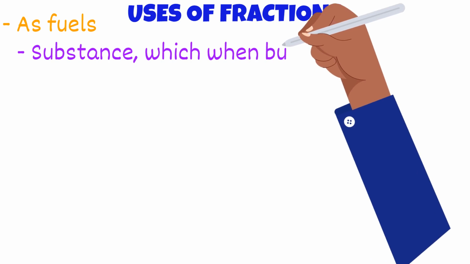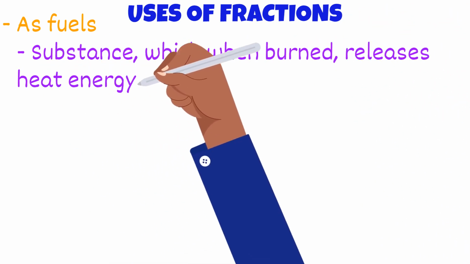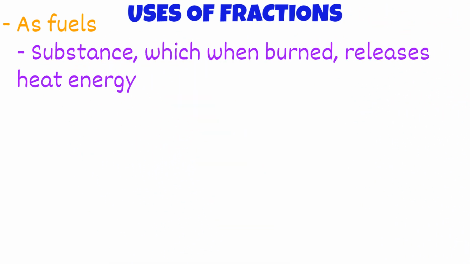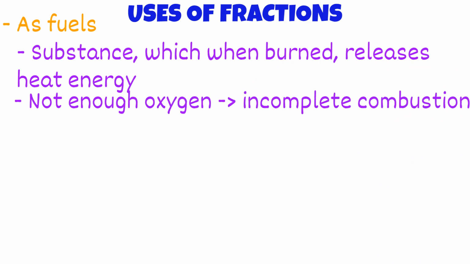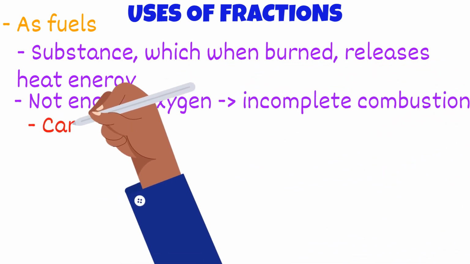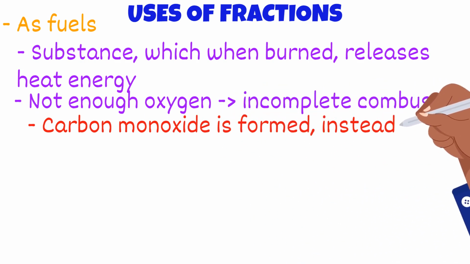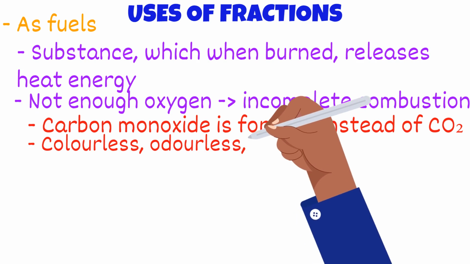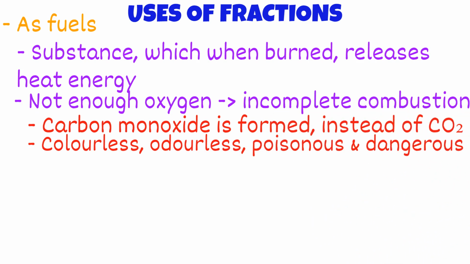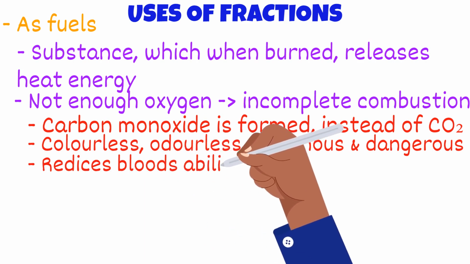Now, we'll look at how we can use these fractions as fuels. A fuel is a substance which, when burned, releases heat energy. During this combustion reaction, if there is not enough oxygen, then incomplete combustion will take place, which will form carbon monoxide instead of carbon dioxide. Carbon monoxide is a colorless, odorless, poisonous, and dangerous gas. Why it's so dangerous is because it reduces the blood's ability to carry oxygen.